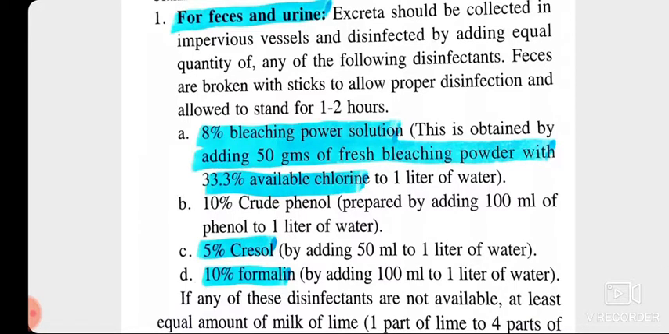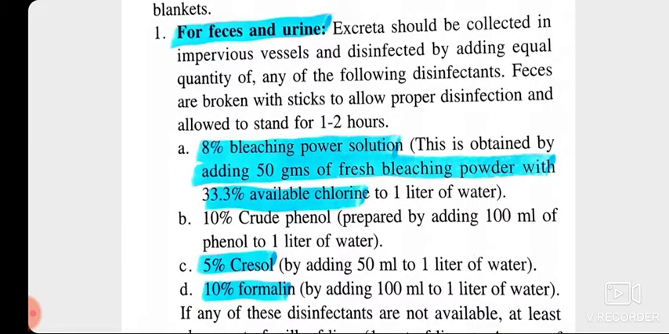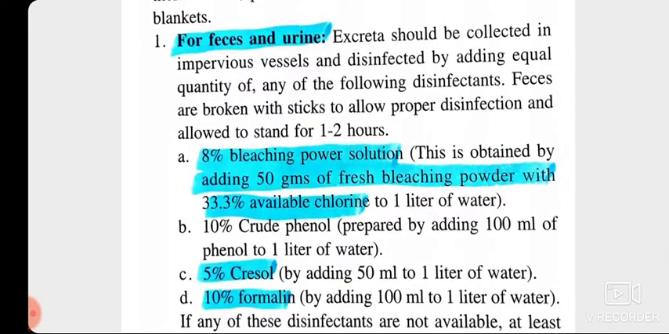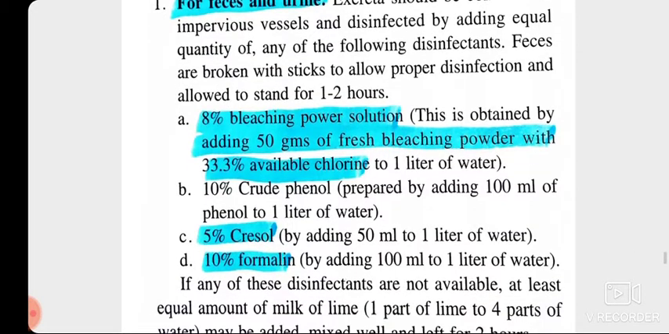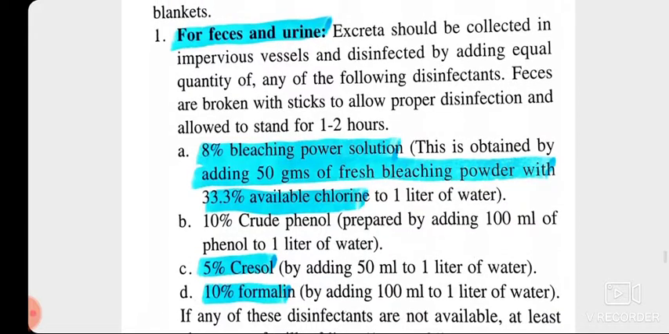This is obtained by adding 50 grams of fresh bleaching powder with 33% available chlorine to 1 liter of water. So the 8% bleaching solution can be prepared with this formula. Excreta, we first collect in vessels and disinfect by adding an equal quantity of these disinfectants. Feces should be broken with sticks to allow proper disinfection.